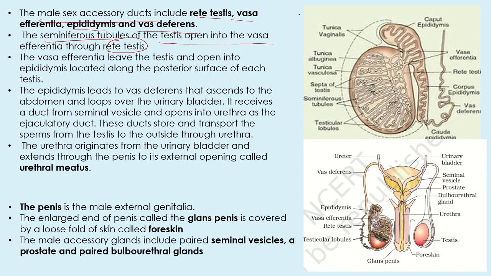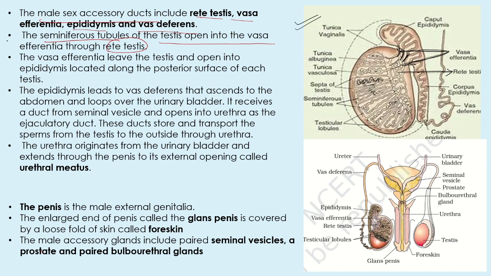I have just included a picture here which is not really clear, but for easy understanding. Now we have studied the seminiferous tubules. These are the seminiferous tubules. Now what are they saying? That the seminiferous tubules open into the vasa efferentia. These channels that are emerging like these are the vasa efferentia. The seminiferous tubules open into the vasa efferentia through the rete testis. This net-like structure that you're seeing here is the rete testis, and the channels that emerge from the rete testis are the vasa efferentia.